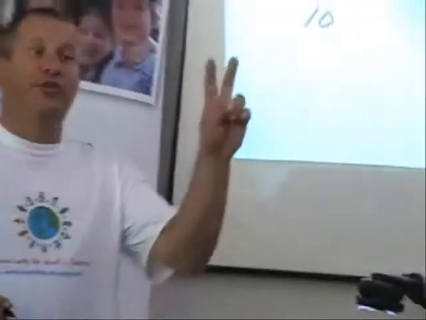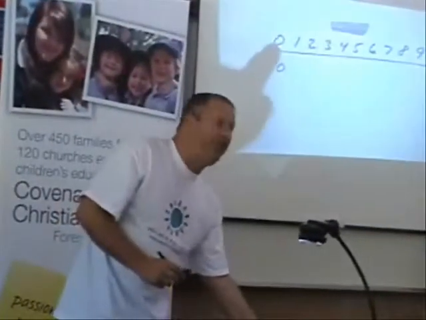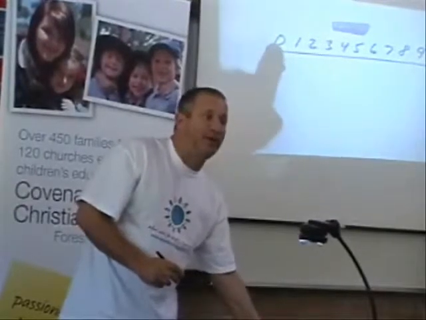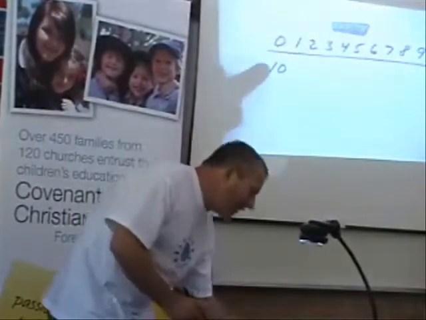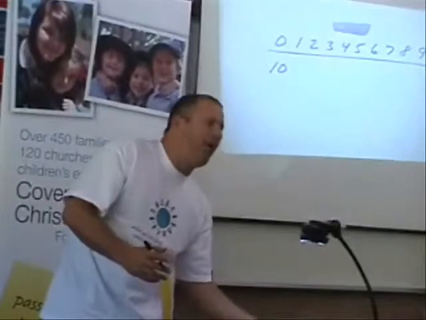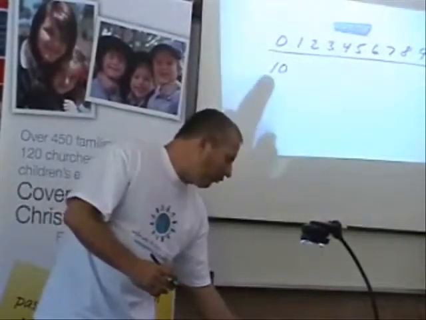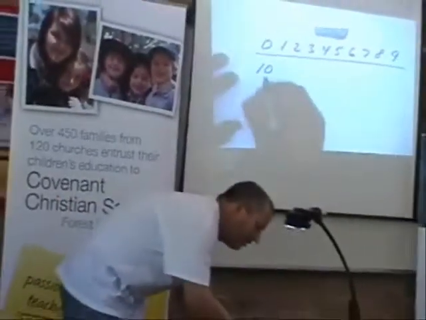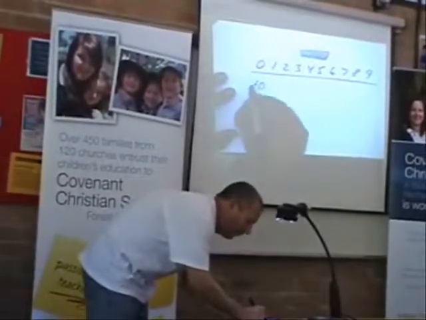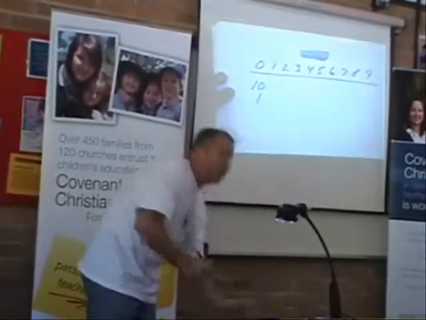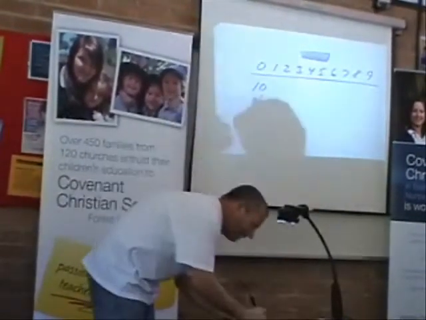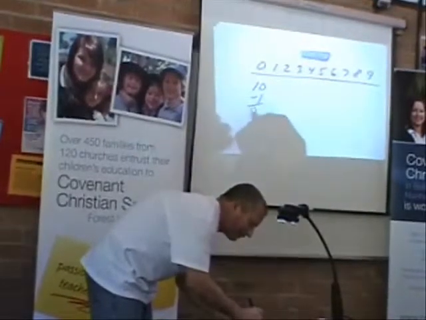The first number after 9 is 10. 10 is written with 2 digits, a 1 and a 0. It's the first 2-digit number. The secret to numbers is just pick a number like 10, add up all the digits in the number. So what's 1 plus 0? So the total of the digits, 1 plus 0 is 1. Put the total underneath, and now subtract. What's 10 take away 1?